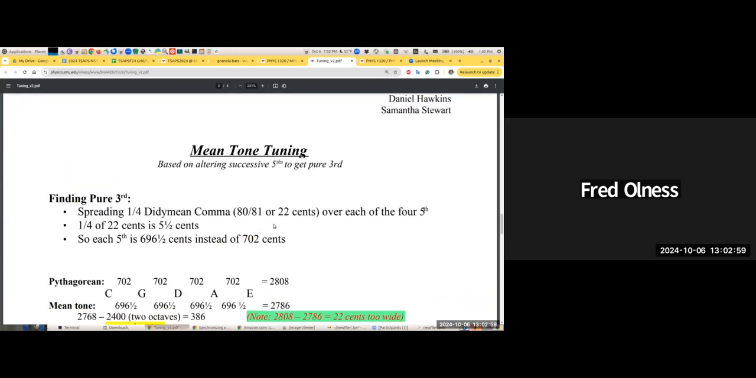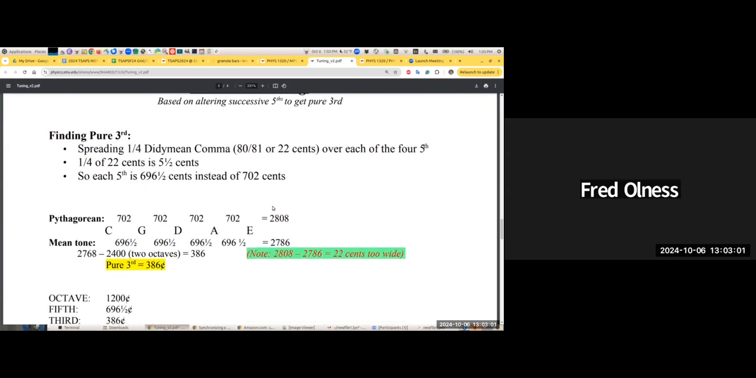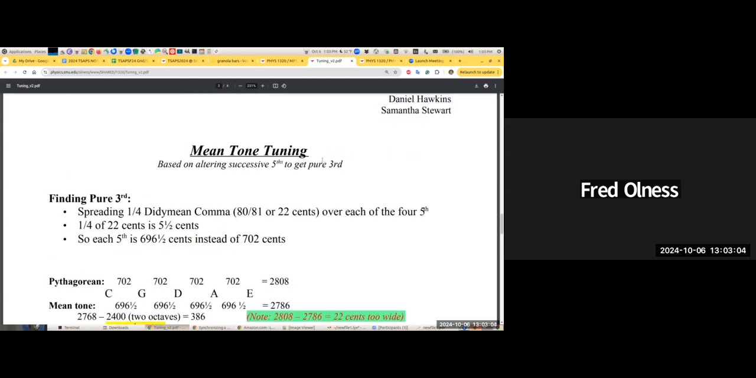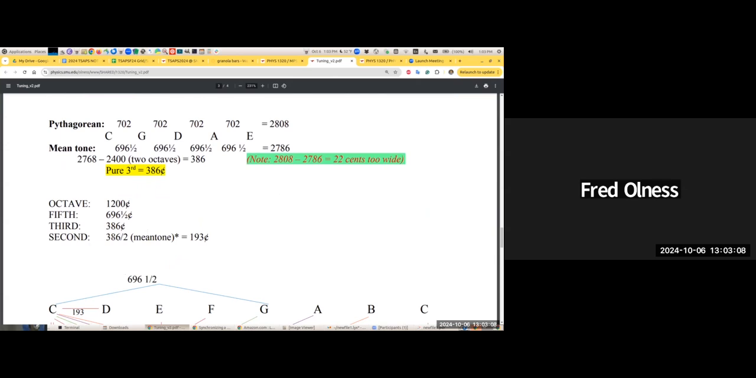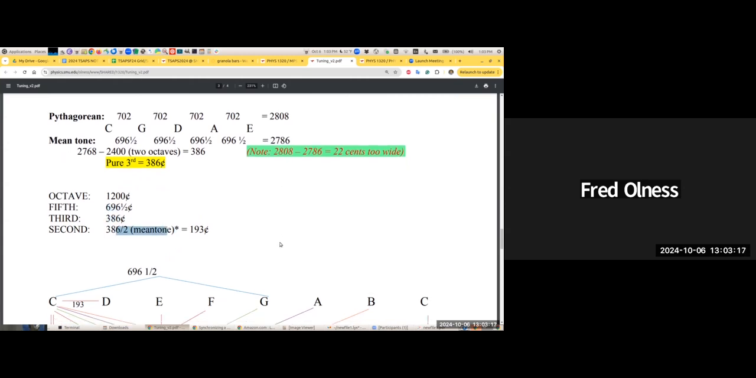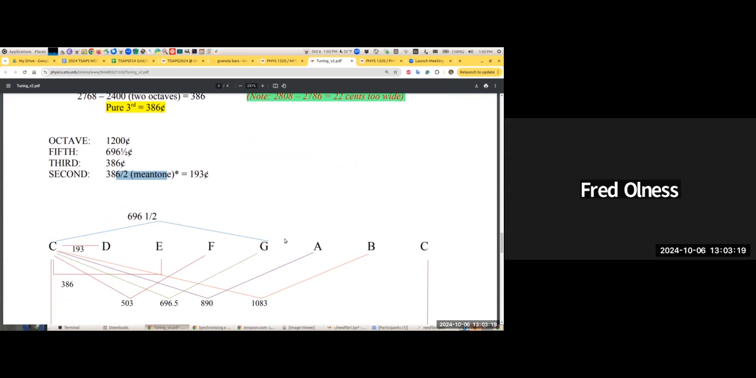And then the mean tone tuning, that's an approximation. We're going to cheat on the fifth to get a good third. Okay, and then we use a mean tone. We use an average to get the second, so that's off. We do have a good third. The fifth is close. The second is off, but it's equal, and so that's a compromise. And that's characteristic of many of the temperaments.